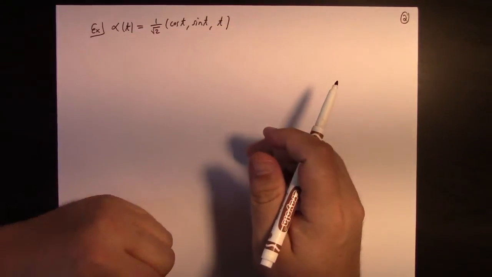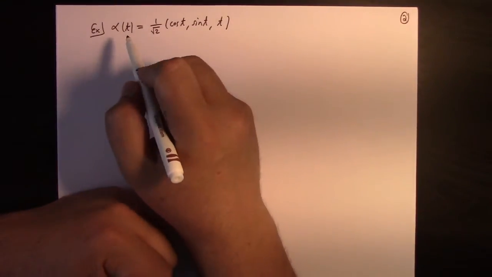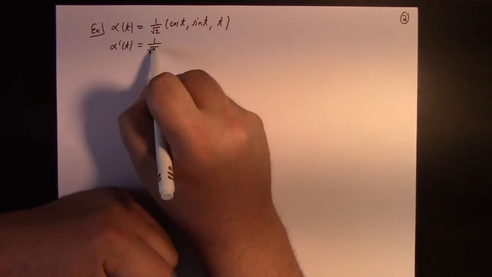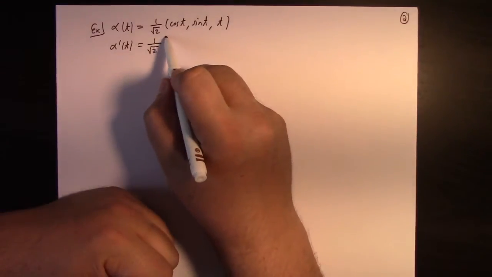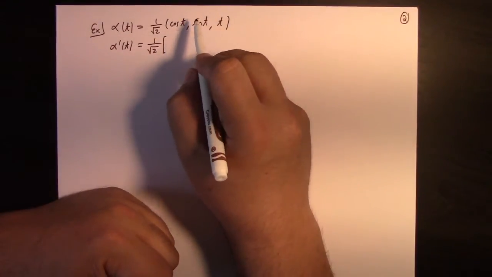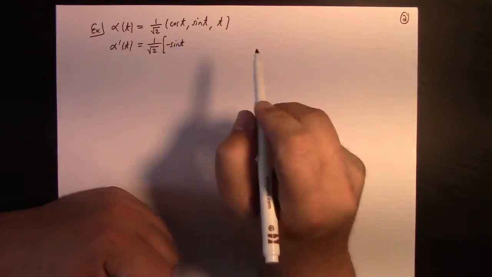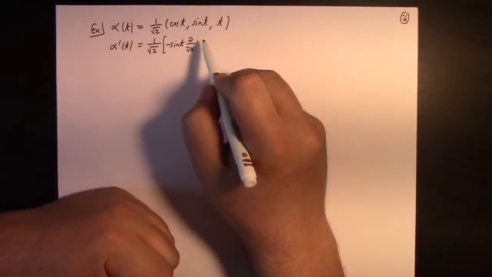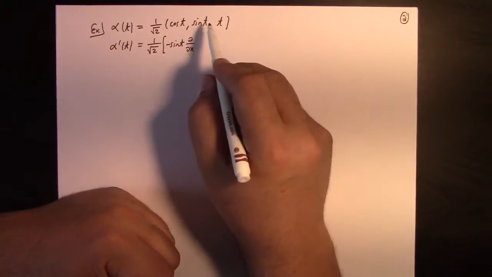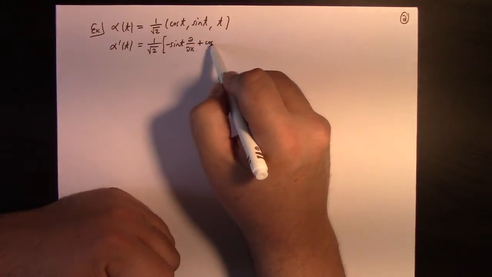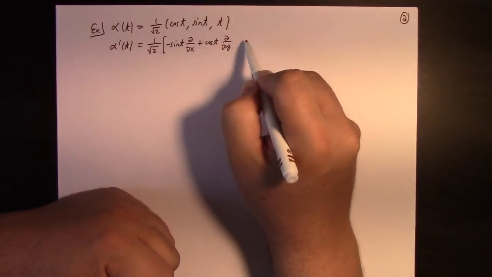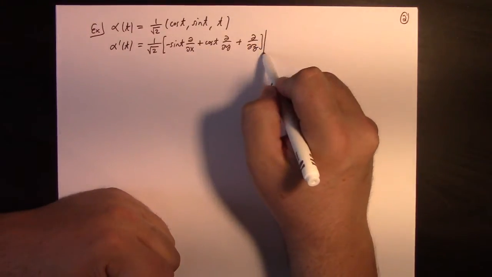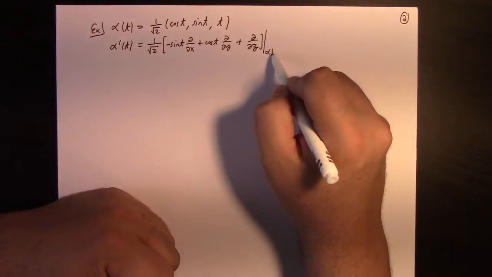Then the velocity alpha prime of t is going to be 1 over square root of 2. I'm just going to keep that up front. The derivative of cosine is minus sine t, so I get minus sine t partial x. I'm going to put the evaluation on the outside here. Plus cosine of t partial y, plus partial z, because the derivative of t is just 1. All of that at alpha of t.